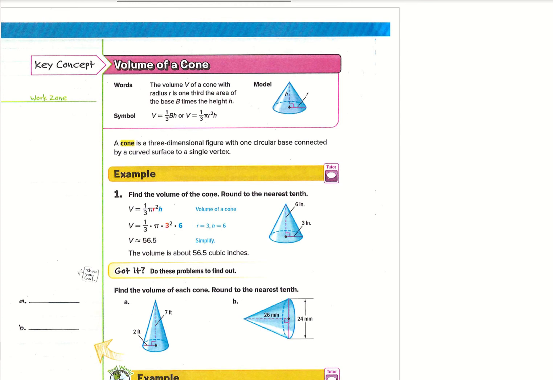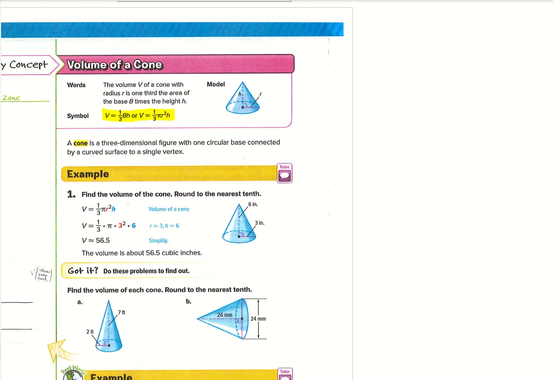But really the first and most important thing for us today is that the volume for a cone is 1/3 the base times the height. And this is the same formula that we used for a cylinder. But the difference is that we've got volume equals 1/3 the base times the height.